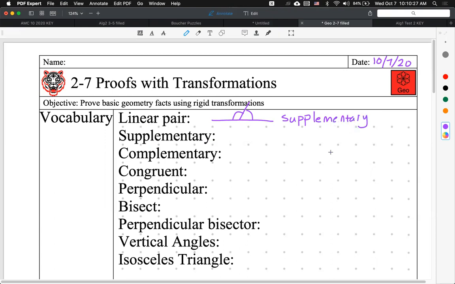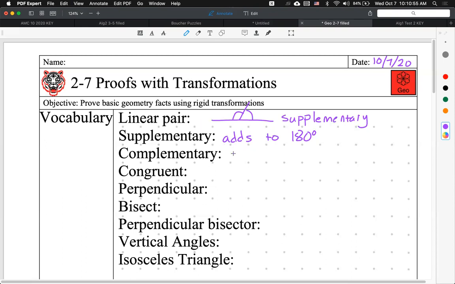So technically most of these are a theorem. The theorem is linear pairs are supplementary. That is the theorem's name. It just means that these 2 angles add up to a certain number of degrees. How many degrees? Well, what does supplementary mean? Adds to 180 degrees. And then complementary, that adds to a different angle.